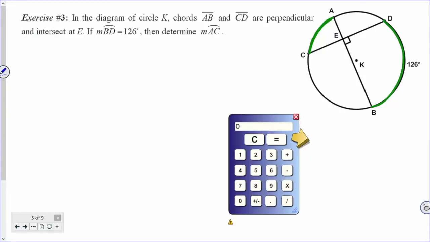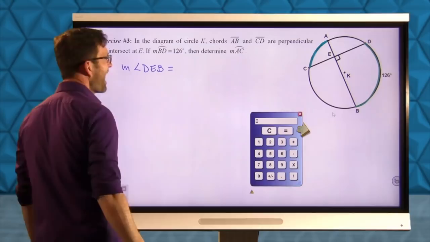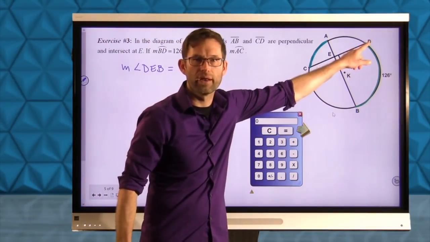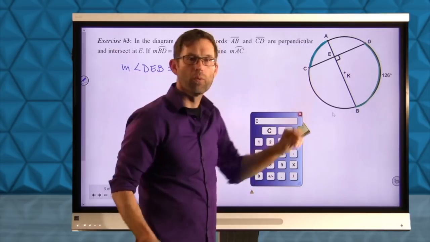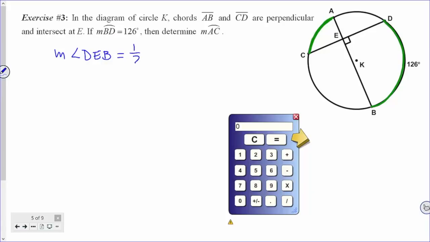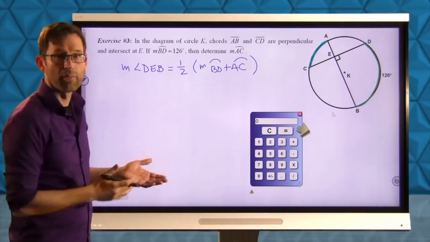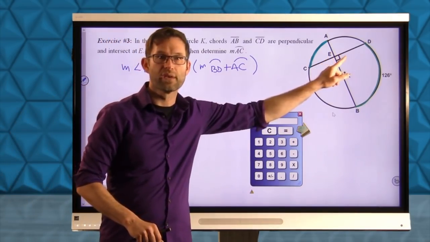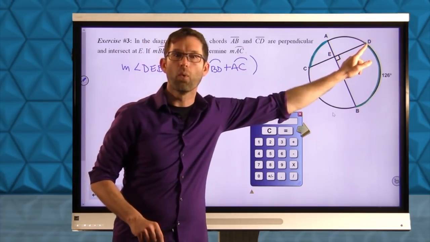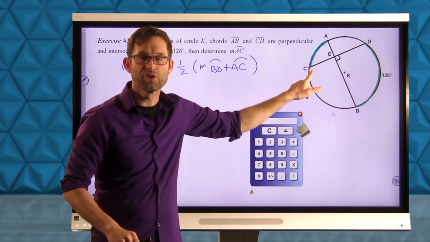I know that the measure of angle DEB, not DED, that would be very weird. Measure of angle DEB will be 1/2 of the measure of arc BD plus arc AC, right? That's the theorem that we just had. This angle or this angle will always be 1/2 the sum of these two.